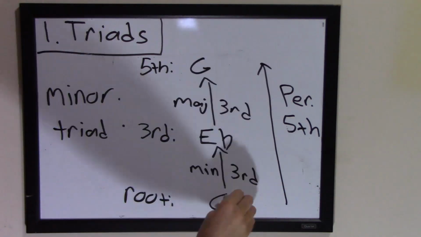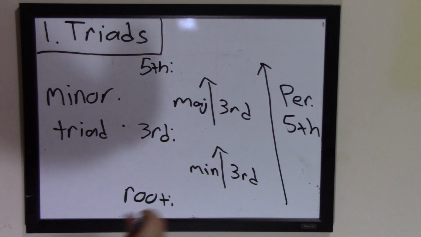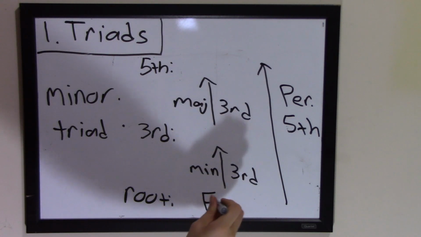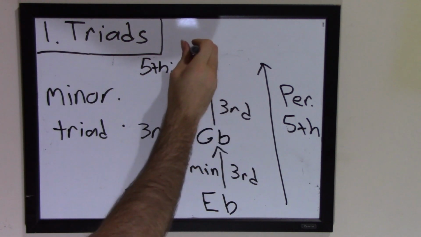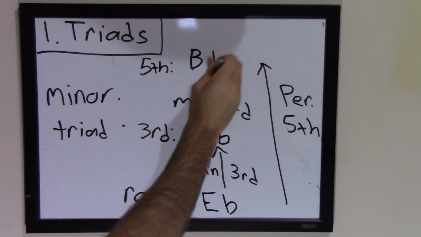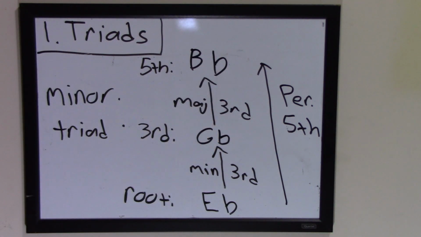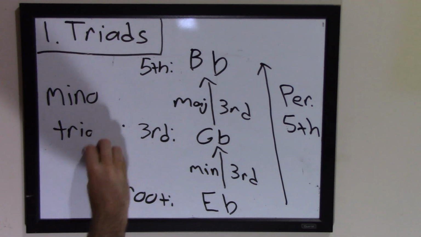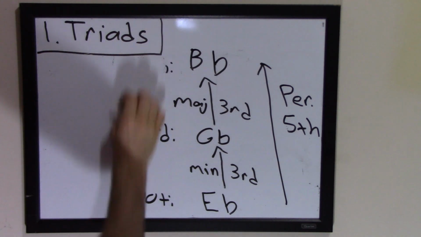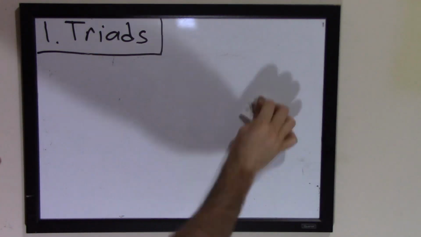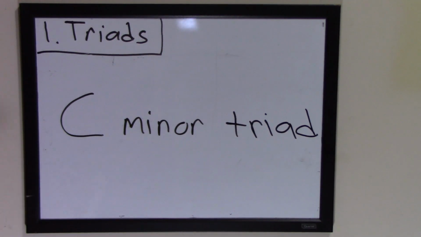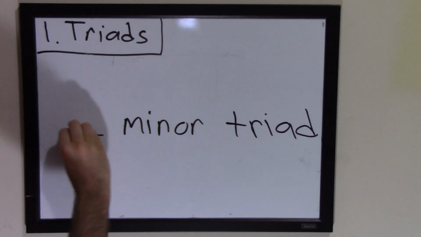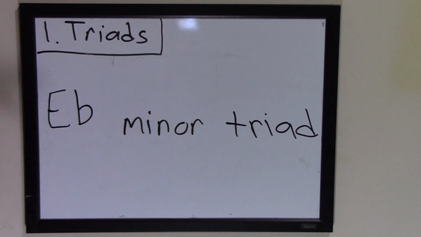Let's do another example. Let's say you want to make an E flat minor chord. You start with E flat, go up a minor third to G flat, then you can go up a major third from G flat to get B flat, or to make it a little simpler, you could go up from the root a perfect fifth to get B flat. So the notes of an E flat minor triad would be E flat, G flat, and B flat. This is what a C minor chord or a C minor triad sounds like. This is an E flat minor chord or minor triad.